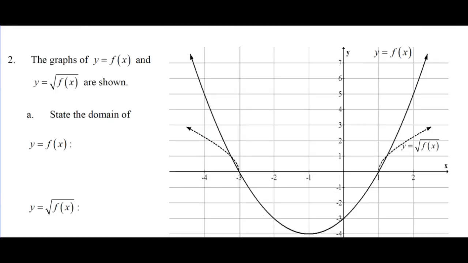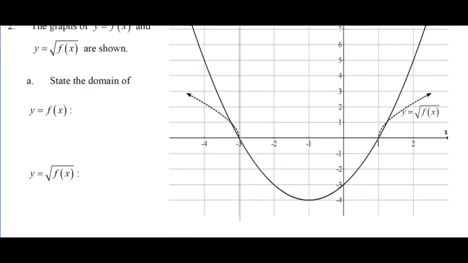Graphs of y equals f of x and y equals the square root of f of x are shown and labeled, meeting the criteria, right? So we've got invariant points where y is 0 and where y is 1, right? So we want to look along the line y equals 0 and see where that is, okay, that'll be an invariant point. We want to look along the line y equals 1, and that'll be an invariant point.